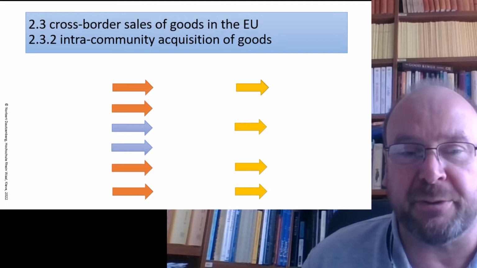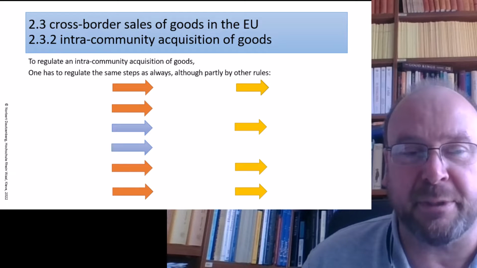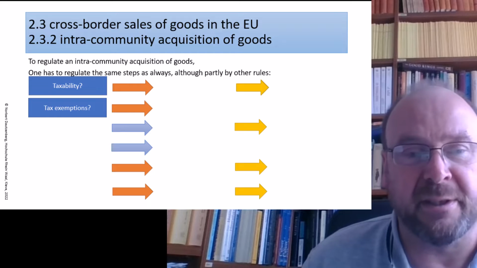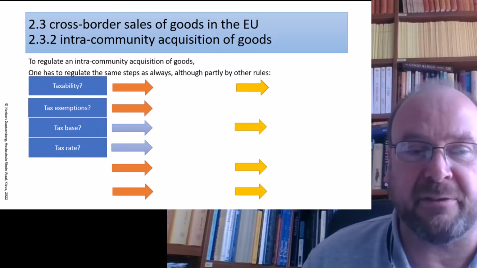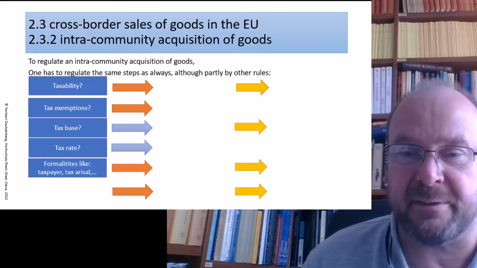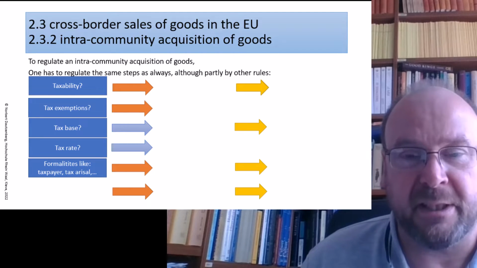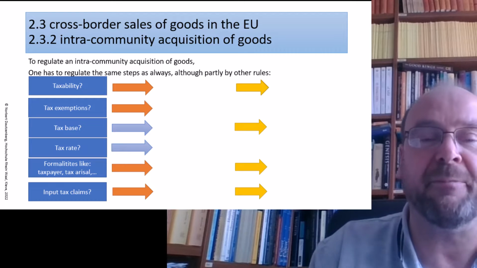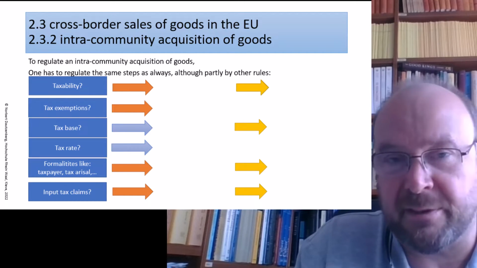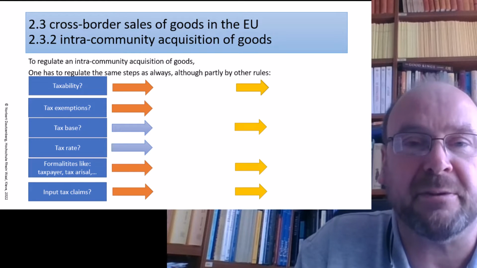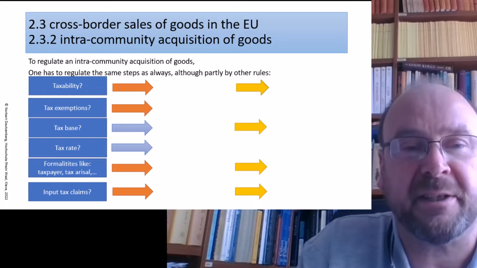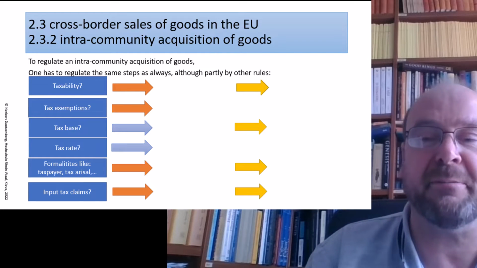So we should design laws for taxability, for tax exemptions, for a tax-based determination, for the tax rate, for formalities, tax arisal, taxpayership, and so on. And last but not least, for under which circumstances persons can get input tax. For example, when the buyer can claim input tax for the tax which he paid on the acquisition of a good which came from another member state.